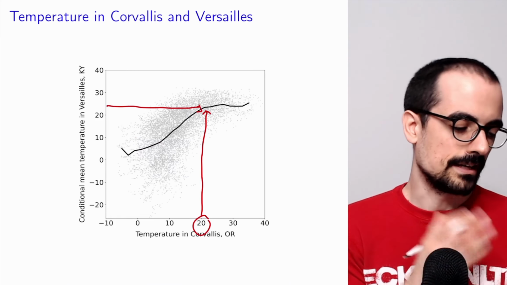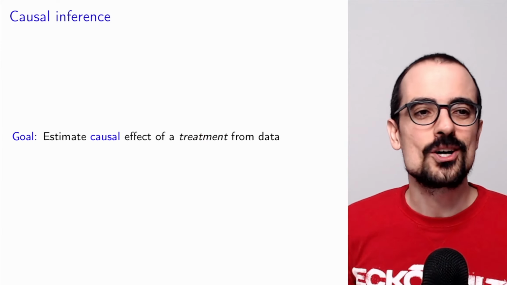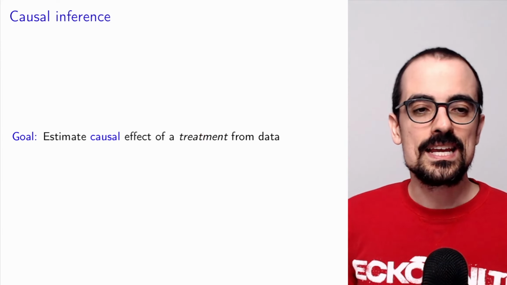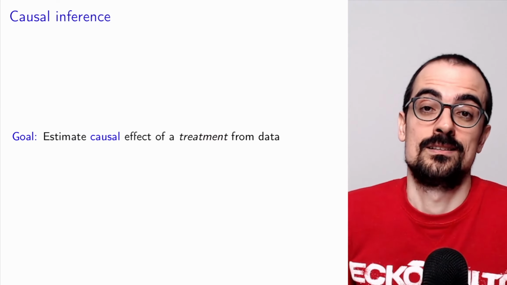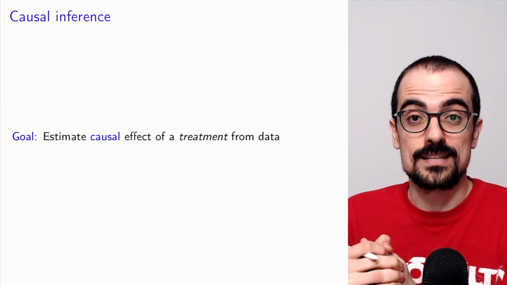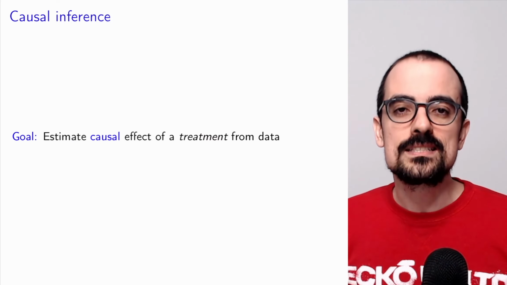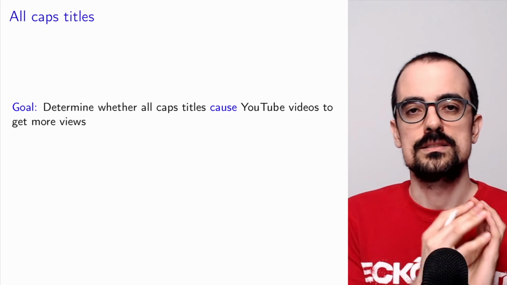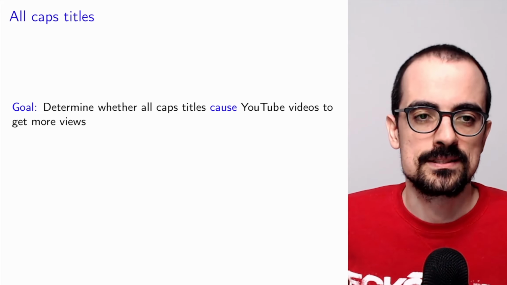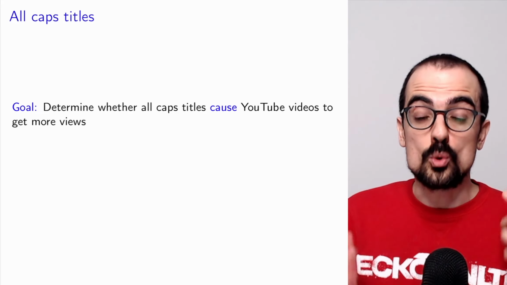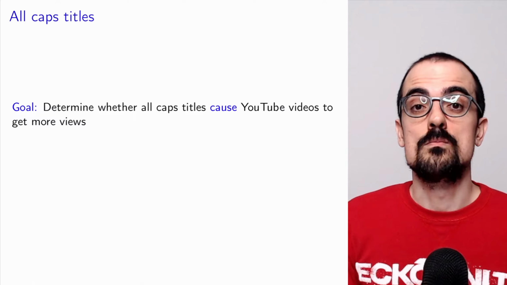All right, so we have arrived at the final topic, which is causal inference. Here we want to estimate a causal effect of a certain treatment or a certain intervention from data. As an example, imagine that I decide to write the title of this video in all caps. And now I want to know if that is going to cause the video to have more views.